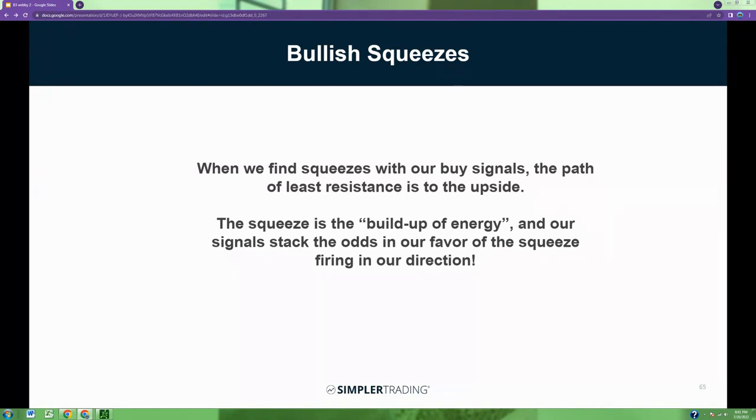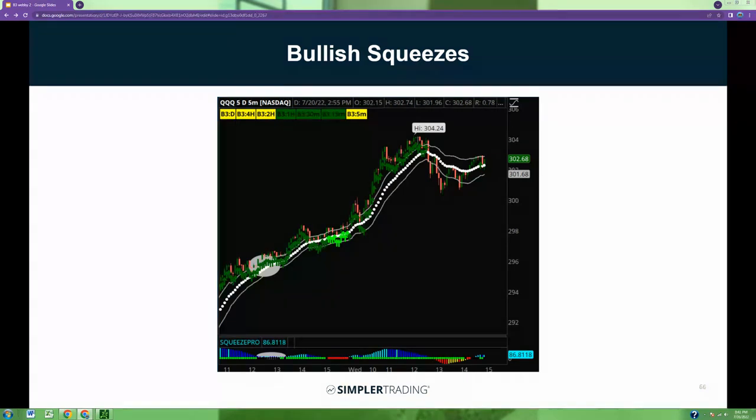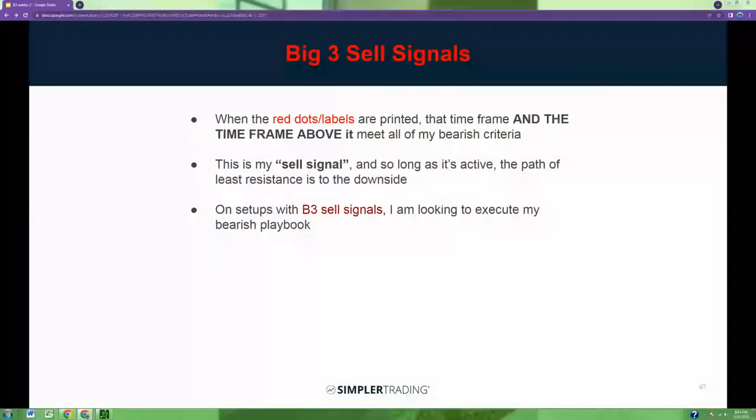When we find a squeeze that has our buy signal, the path of least resistance is to the upside. The squeeze, as we know, is the buildup of energy. The buy signals, they stack the odds in our favor of that squeeze firing in our direction. There's the move that the QQQ made after firing that 5-minute squeeze. So we're off to a great start on that trade, and the signals worked as advertised. So there's a bit on the buy signals.